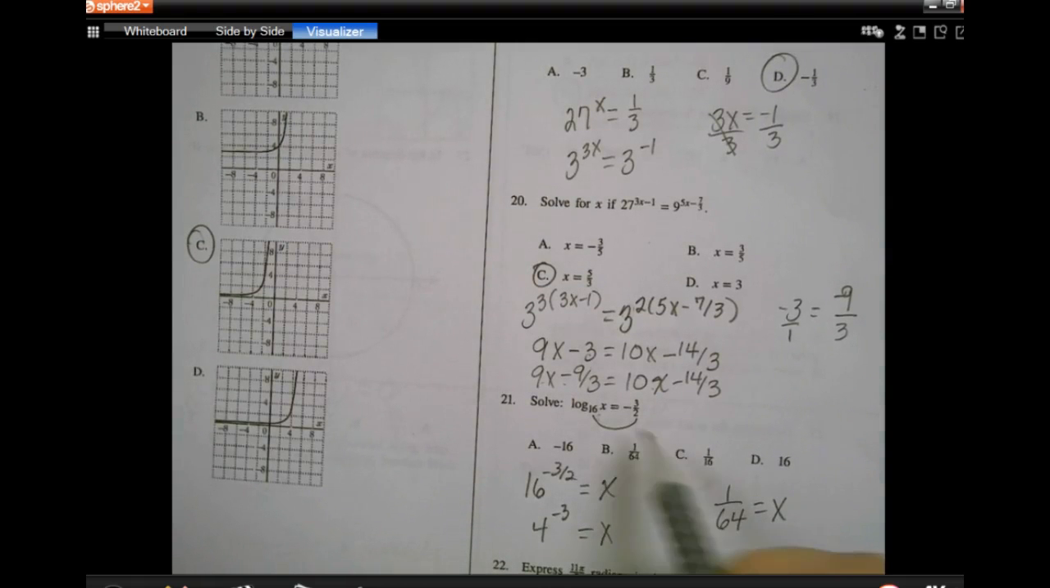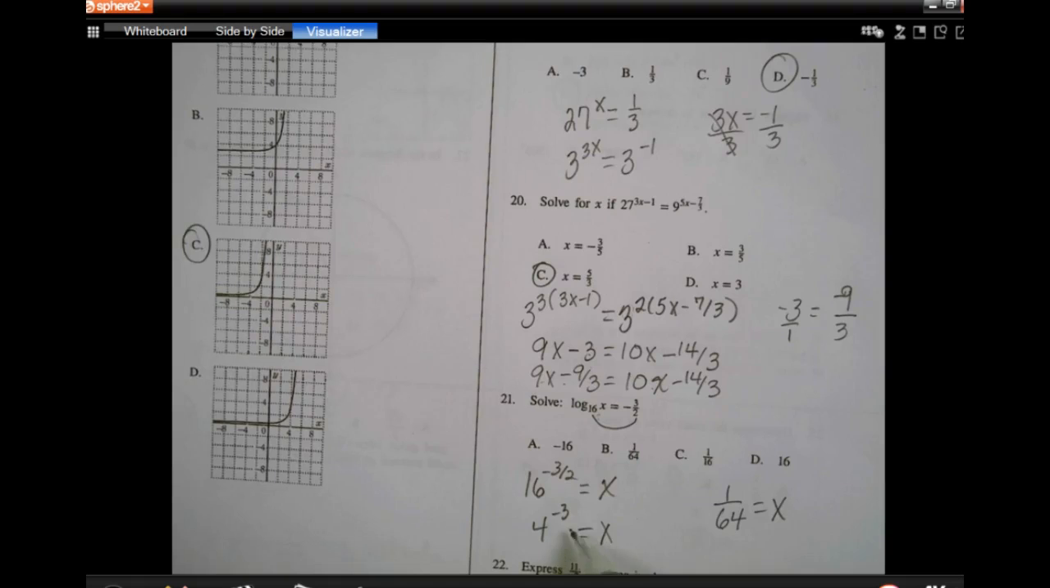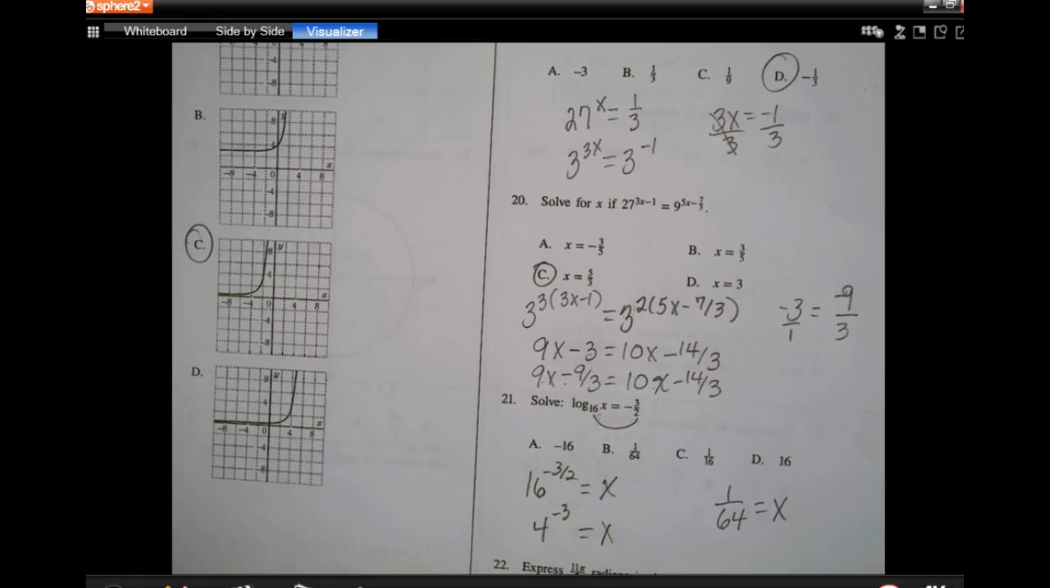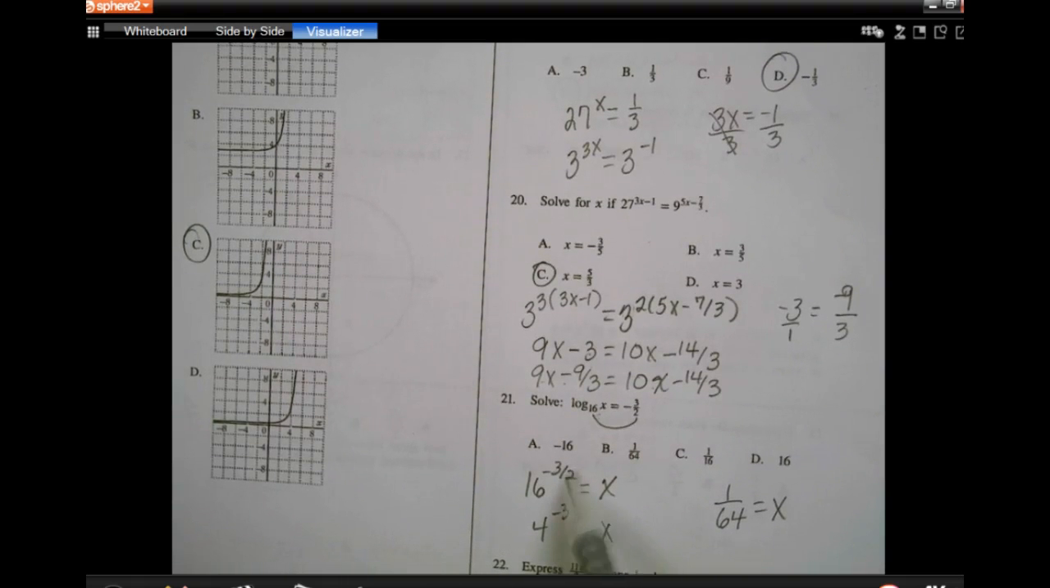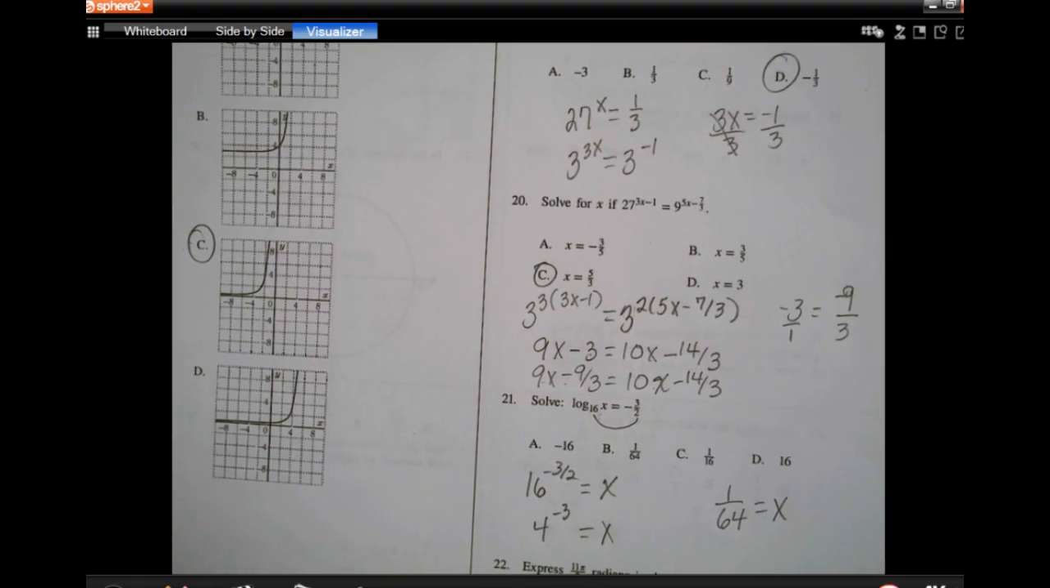So you always want to, if you can make this number smaller, that's easier to deal with. So taking the square root of 16 gave me 4. 4 to the third is 4 times 4, which is 16, times 4 is 64. And then move it to the bottom.